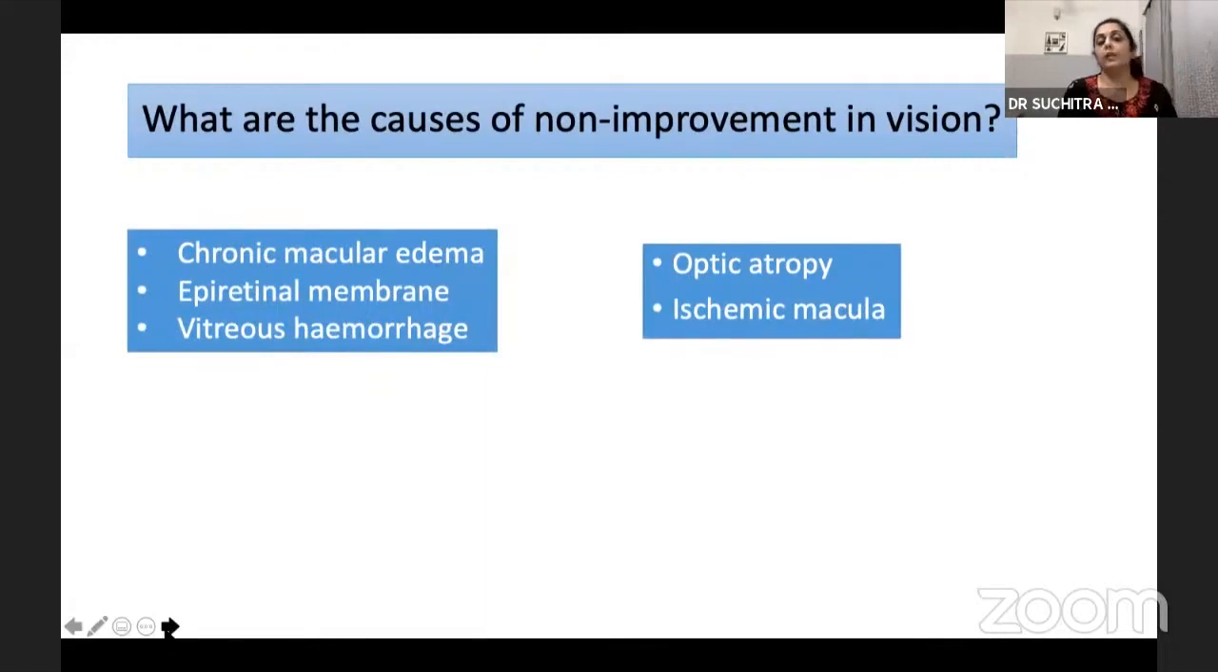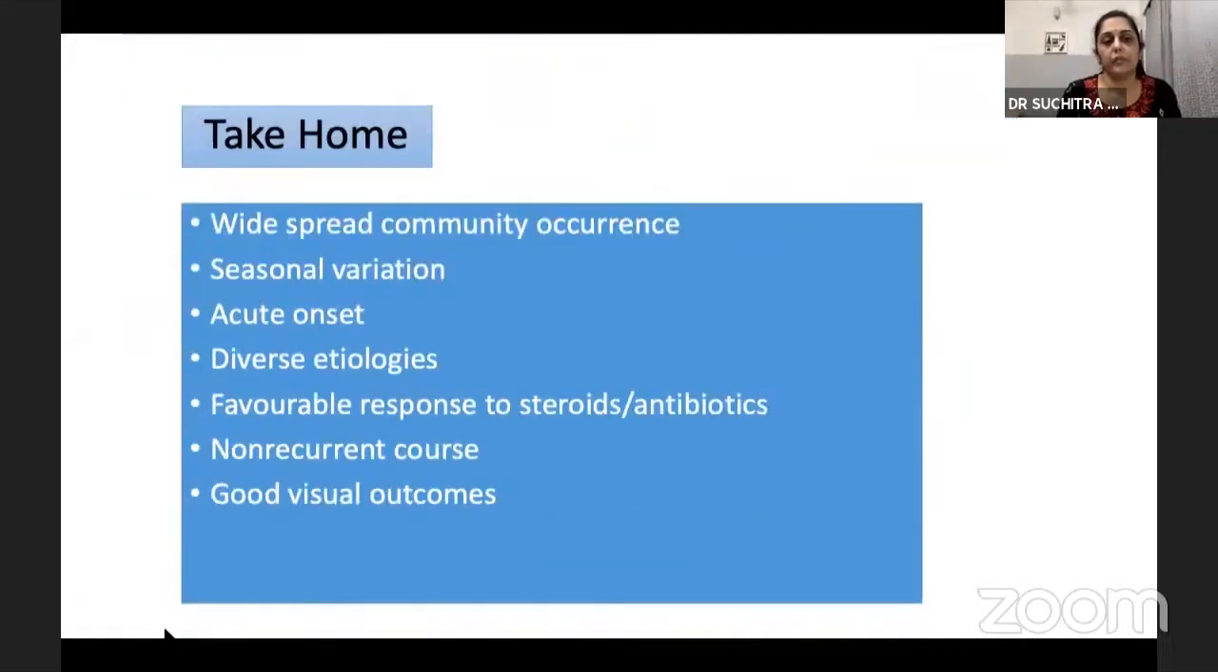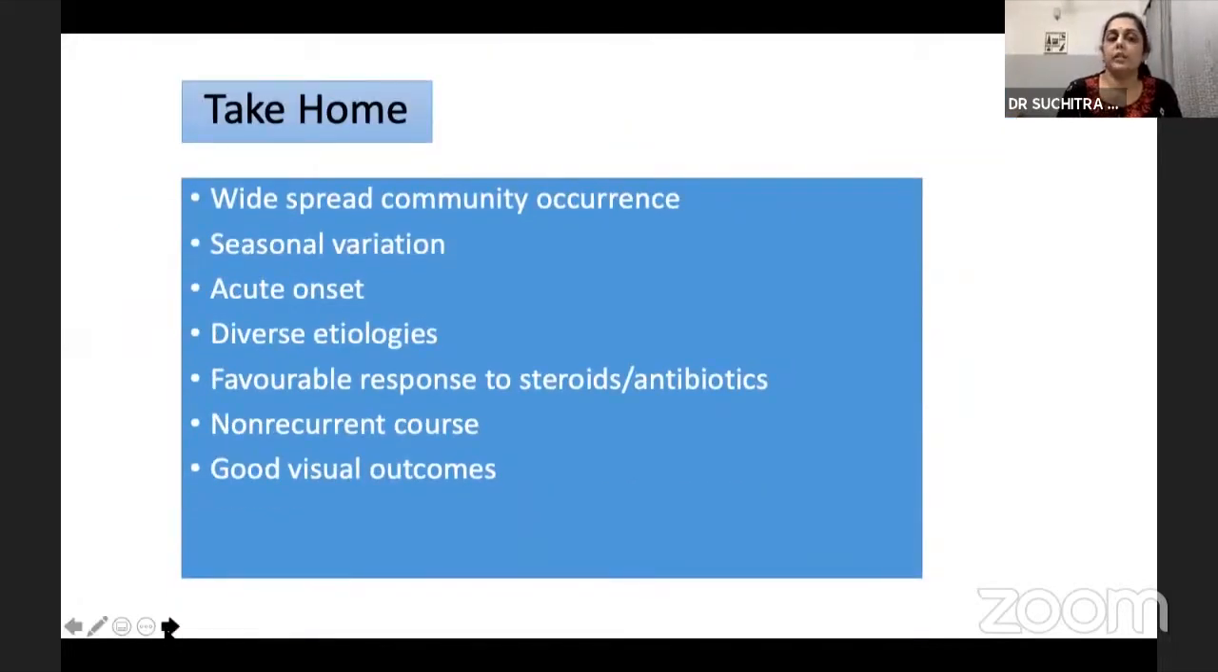So the main causes of non-improvement of vision in these cases is optic atrophy or ischemic macula. Other complications like macular edema, epiretinal membrane in our case, vitreous hemorrhage due to neovascularization, these can be taken care of medically or surgically. So to conclude, the post-fever retinitis is usually a bilateral disease with symmetrical retinitis picture in both the eyes. 73% is known to be bilateral.